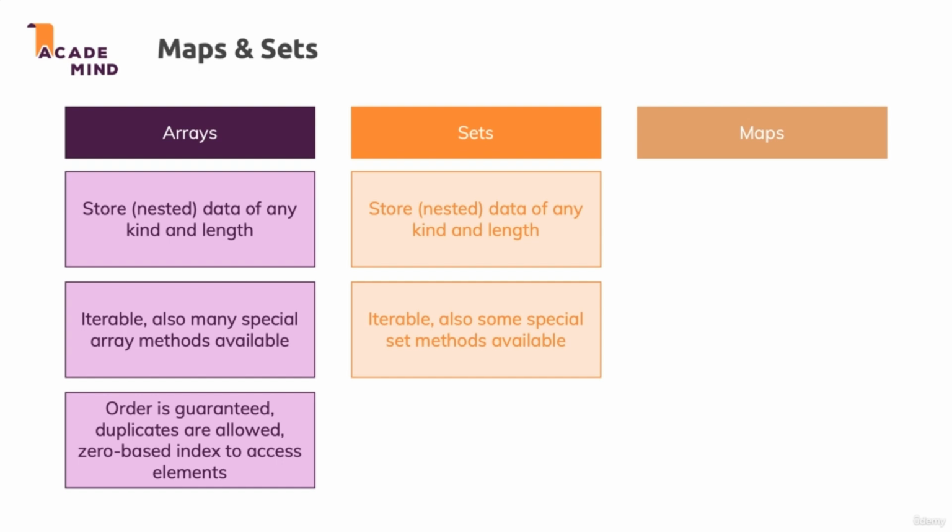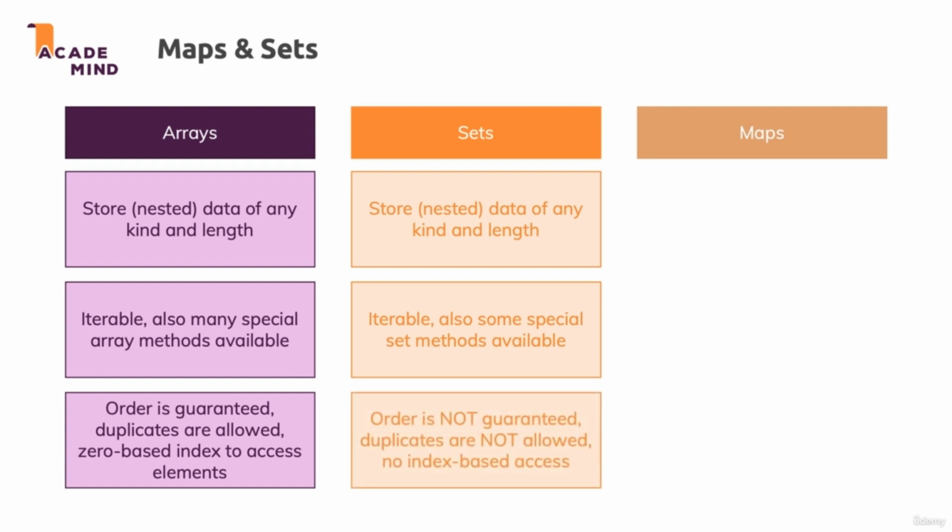Now, what are the key characteristics of a set, and how does it differ from an array, other than that it misses some methods? Well, in a set, the order of elements is not guaranteed, which might sound bad, but that isn't necessarily a problem. You don't always need a specific order. And also important, duplicates are not allowed. This makes sets a great choice to store data where you don't want duplicates, for unique IDs or anything like that. You also have no index-based access.